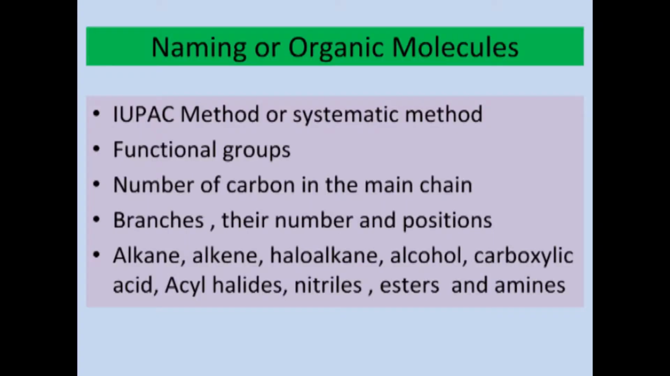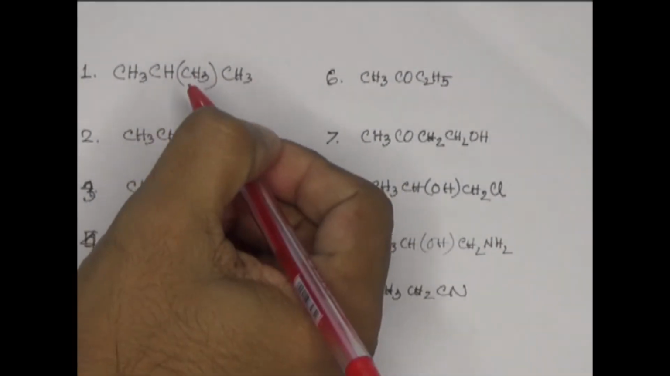Naming of organic molecules, this is actually the vital point. The main points for naming are the IUPAC or systematic method, functional groups, the number of carbon atoms in the main chain, and the branches with their number and position. Here we want to mention the naming of alkane, alkene, alcohol, haloalkane, carboxylic acid, alkyl halide, nitrile, ester, amine and so on.